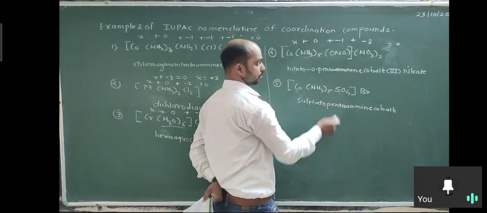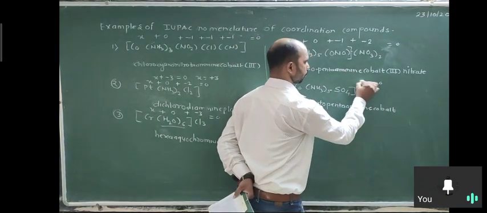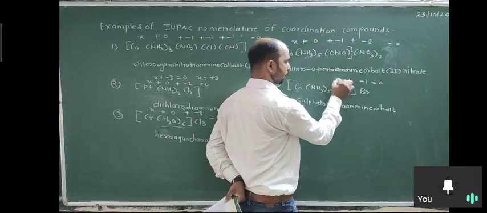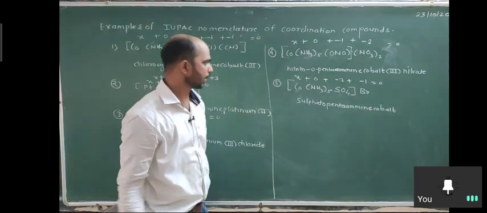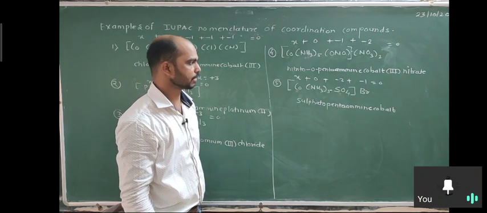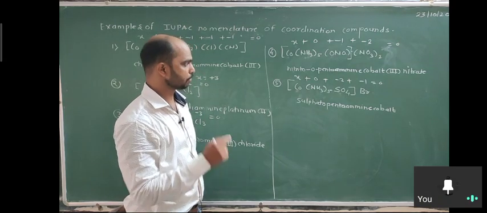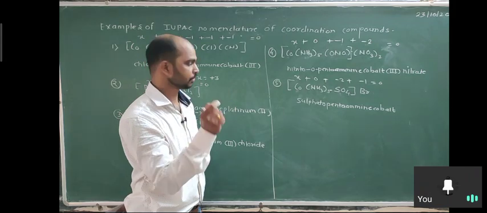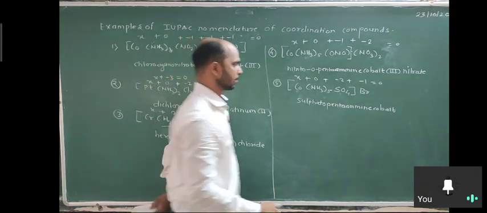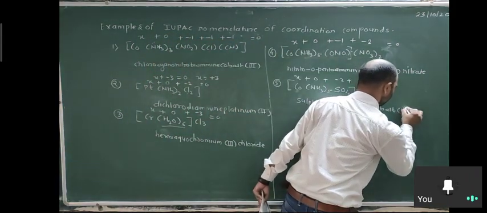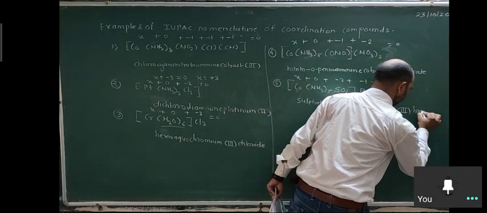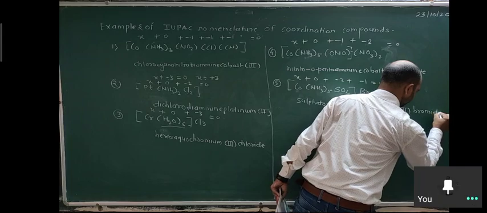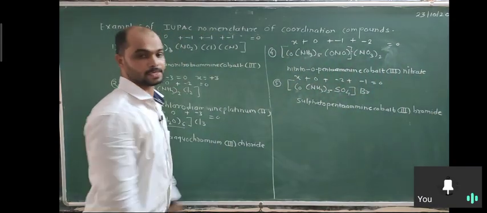Okay, so what is the oxidation state? Here you consider 0, minus 1 plus SO4 shows minus 2, here it will be 0, there is the x. So x plus 0 plus minus 2 plus minus 1 means x plus minus 3 is equal to 0, that means x will be plus 3, so oxidation state is 3. And at the end there is a Br, means bromide.